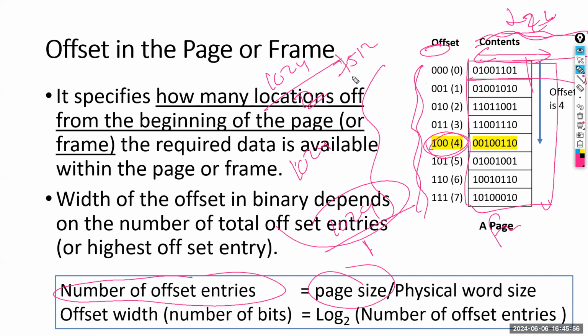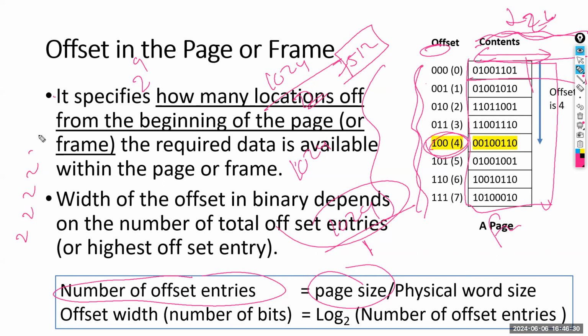So in order to represent 512 possible values of offset entries, how many bits are needed if you want to represent them using binary? That is log base 2 of 512, or which power of 2 is 512? Obviously that is 9. 2 to the power 9 is 512, because 2, 4, 8, 16, 32, 64, 128, 256, and then 512.